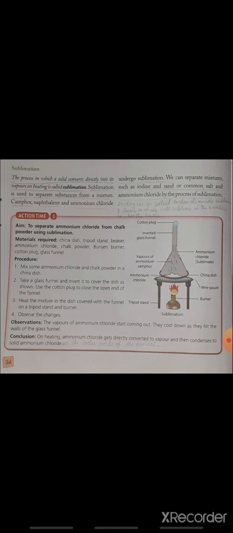The process in which a solid converts directly into its vapor on heating is called sublimation. Sublimation is used to separate substances from a mixture, that is camphor, naphthalene and ammonium chloride, which undergo sublimation. We can easily separate mixtures such as iodine and sand or common salt and ammonium chloride by the process of sublimation.